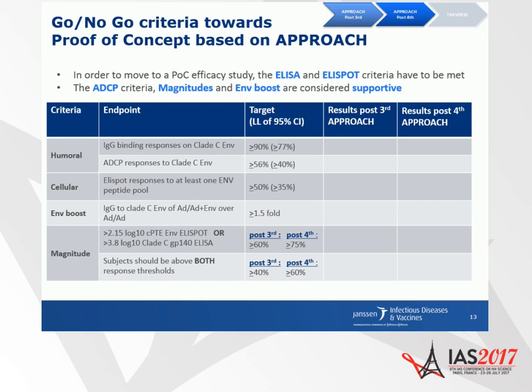In the lead regimen, so adeno prime, adeno plus envelope protein boost, we wanted to see a contribution of the protein in the boost to be at least 1.5-fold higher than the regimen where we only had the adeno mixture in the boost. And for the magnitude criteria, let's focus on post-dose 4. We wanted to have 75% of participants to have at least a 2.15 log10 ELISpot titer and a 3.8 antibody titer against clade C as measured in the ELISA. And then we had another criteria that we at least wanted to have 60% of individuals who were at or above both criteria that we had preset.